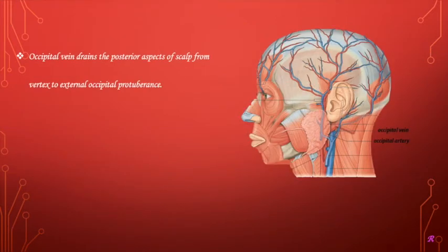Next, and the last one, is the occipital vein. This occipital vein drains the posterior aspect of the scalp from the vertex to the external occipital protuberance. This is the occipital vein. It drains from the vertex till the external occipital protuberance. That is mainly the posterior part. The posterior part is drained by the occipital vein. So we finished with the venous drainage also.